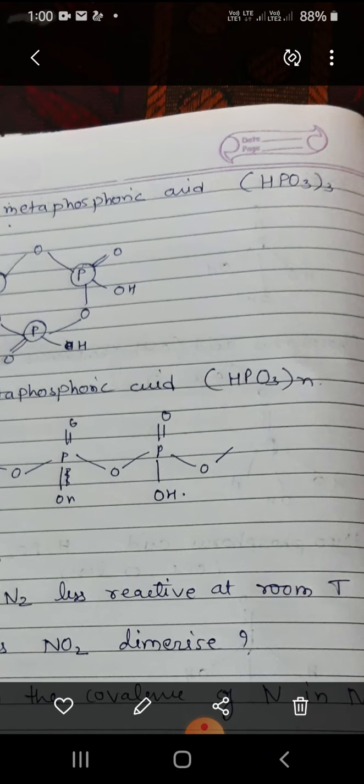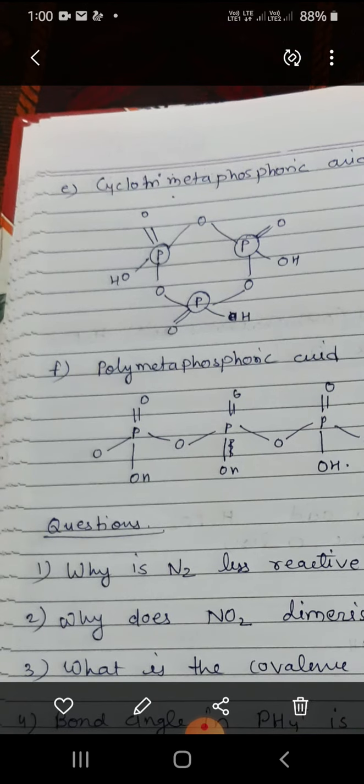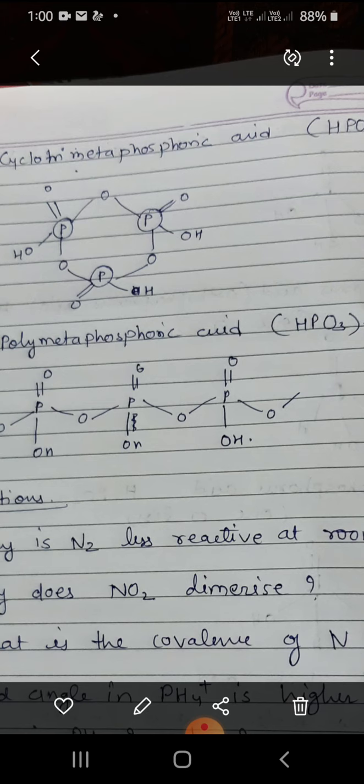Now in cyclotri there were 3 phosphorus, but when you are writing polymetaphosphoric acid, then there will be many, more than 5, 10, many phosphoric acid units. The structure will be (PO3)n, where n can be any number. So here we are writing the structure of polymetaphosphoric acid. So these are the structures.